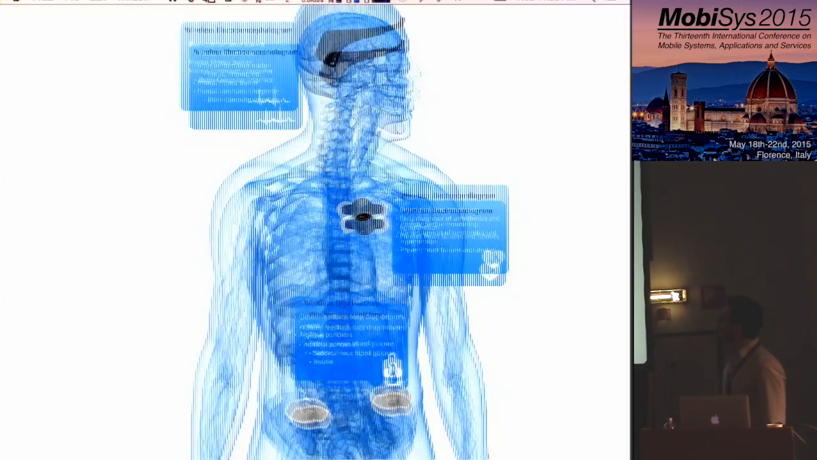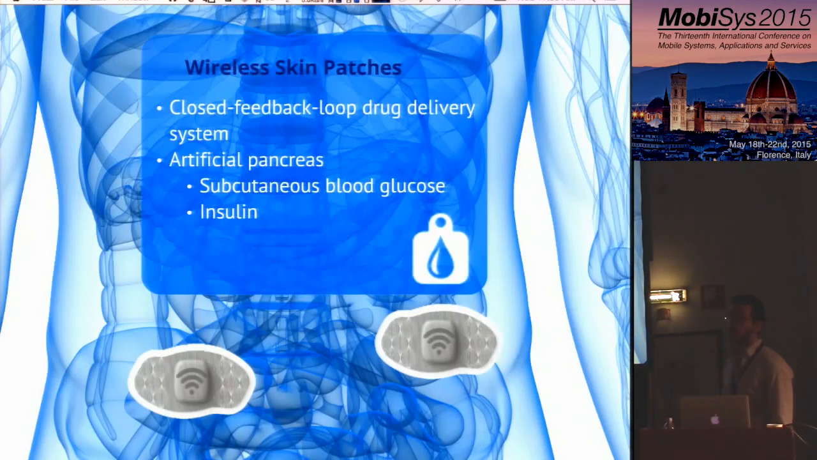Another interesting device is the wearable skin patch. For example, these are very useful for creating closed feedback loop drug delivery systems. So, for example, the artificial pancreas, where we have one sensor measuring the level of glucose in the interstitial fluid, and then sending this information to another sensor where we have an insulin pump, and we inject a specific amount of insulin based on the reading of the sensor. Of course, here we need communication between wearable devices.